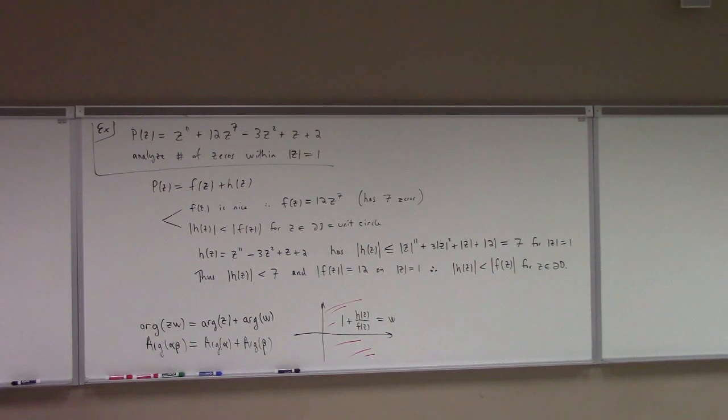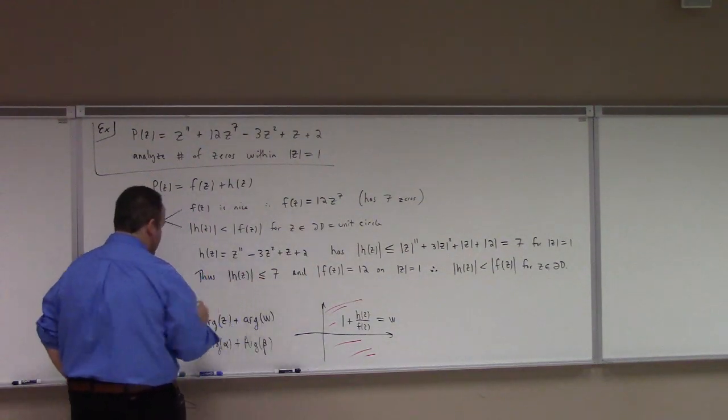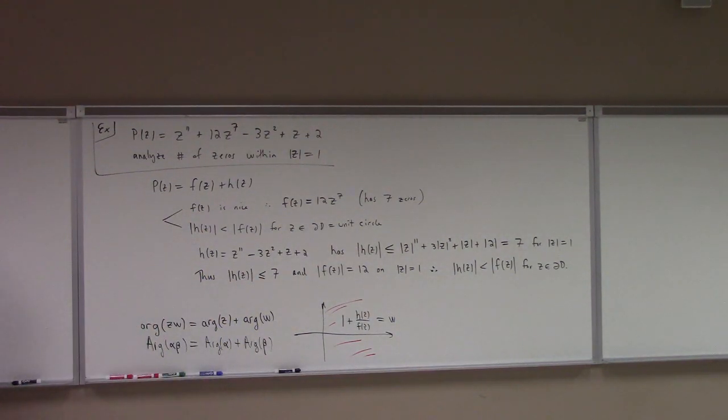Is there a reason why it's just less than 7 for the modulus of h of z? Or like, thank you. Hmm.